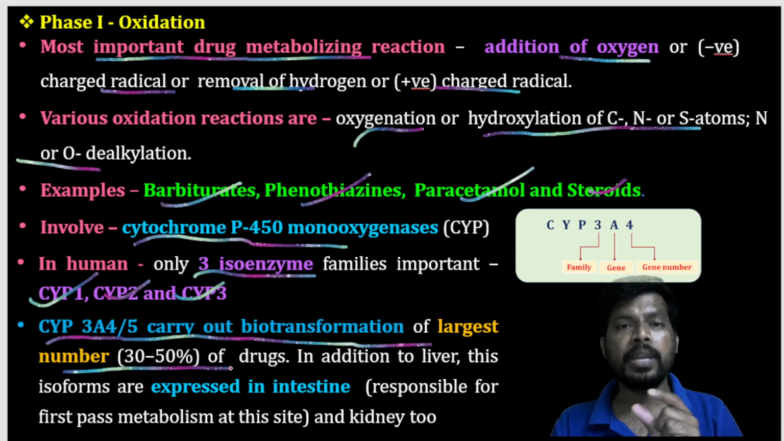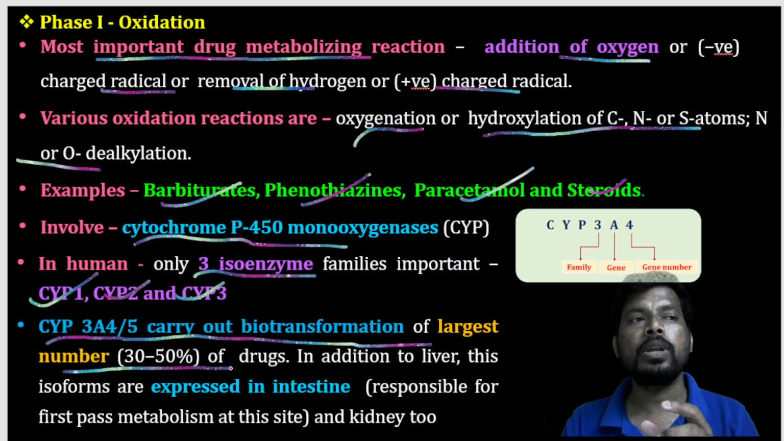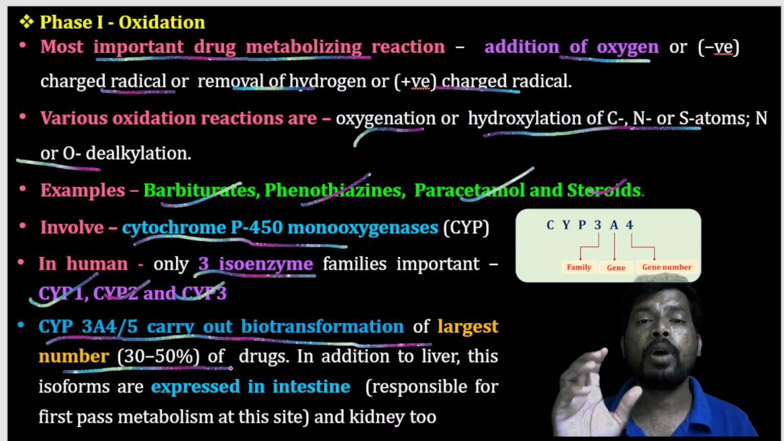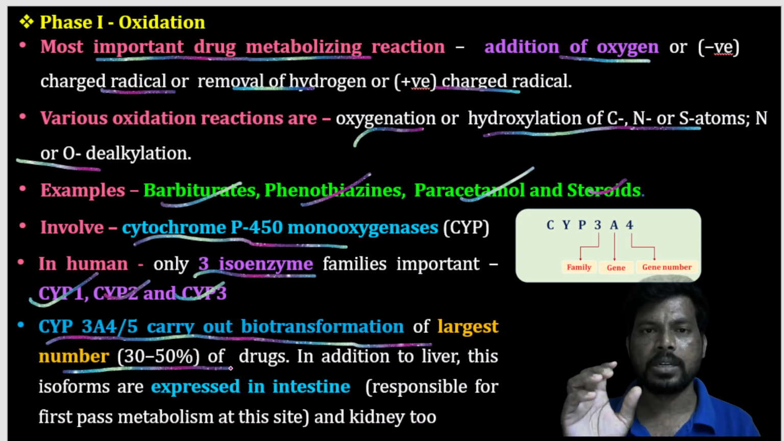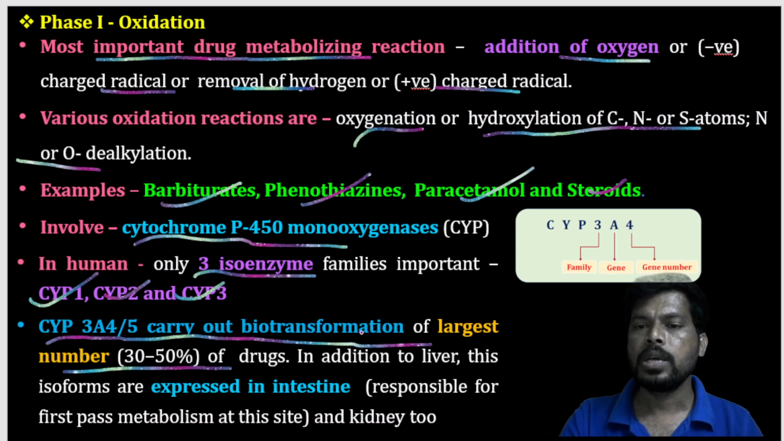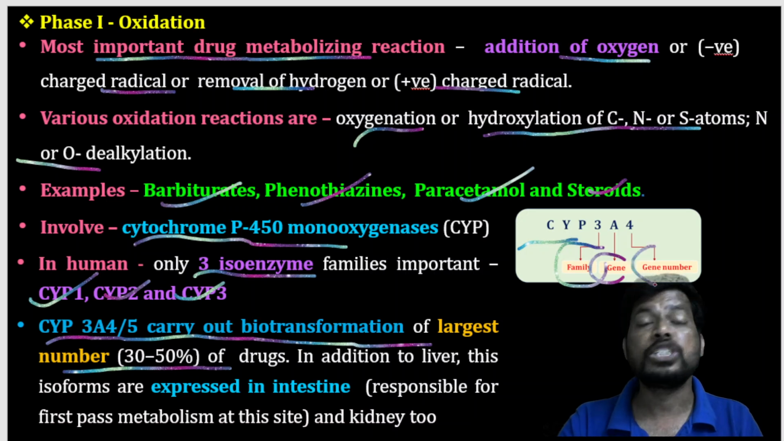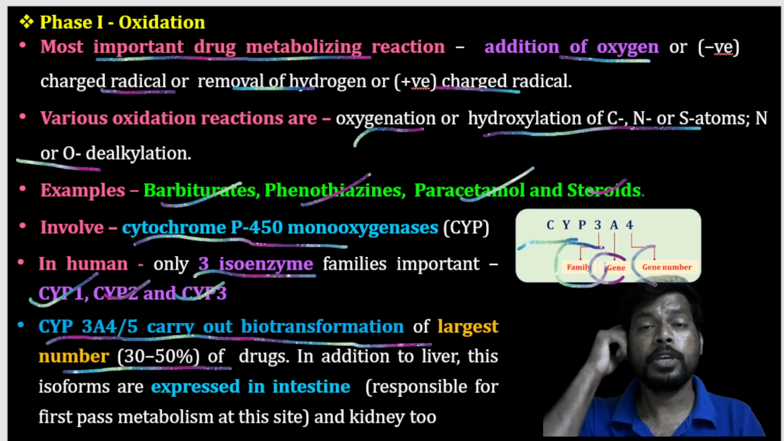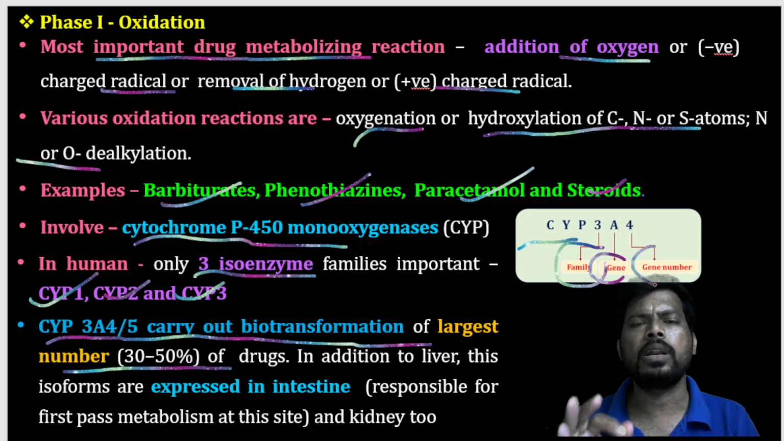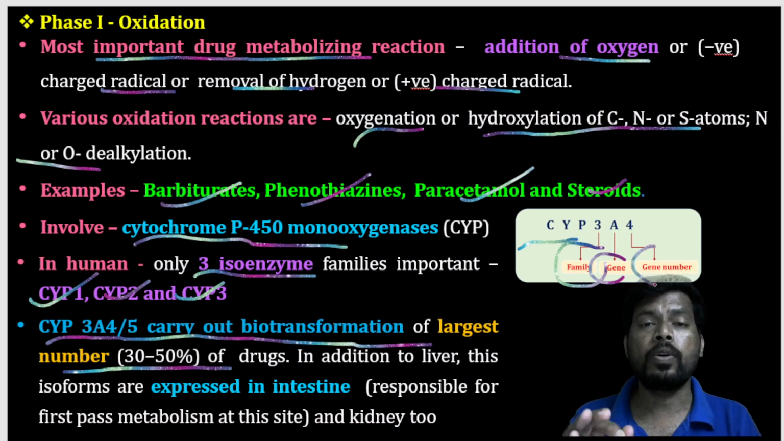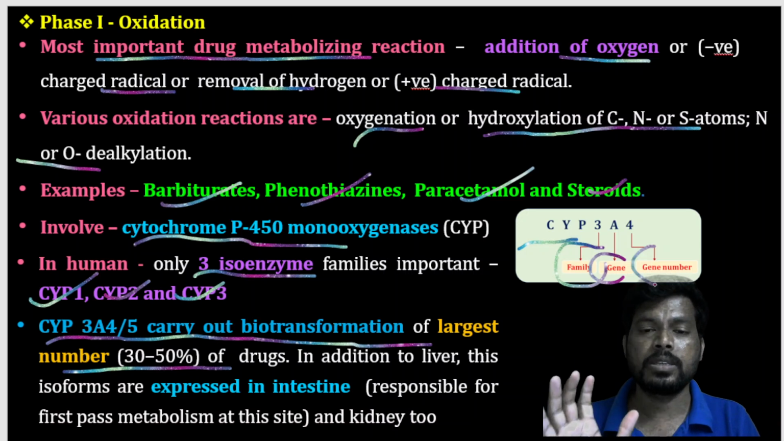So here many metabolic enzymes, liver CYP cytochrome P450 enzymes, are there. Among them, 50 to 60% of drugs can be metabolized by the CYP3A4 enzyme. 3 means family, A means genus, and 4 means gene number. So here CYP3A4 is one of the metabolic liver CYP enzymes responsible for around 50 to 60% of drug metabolism.